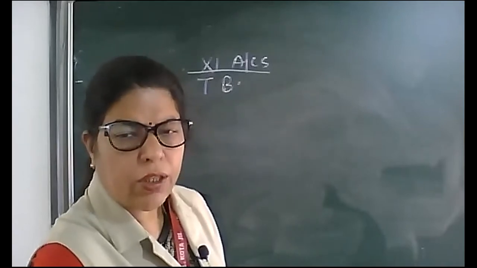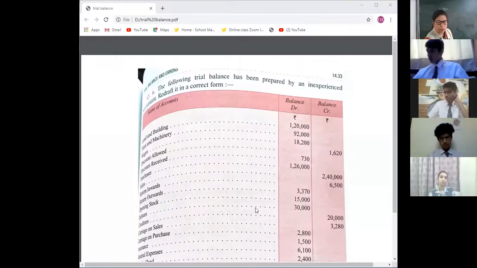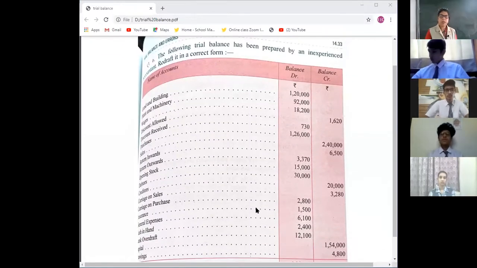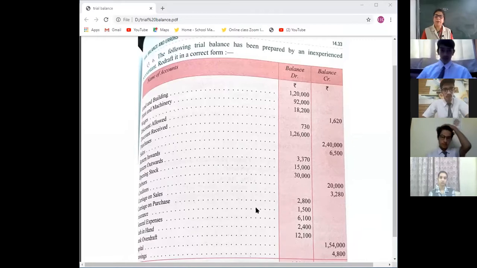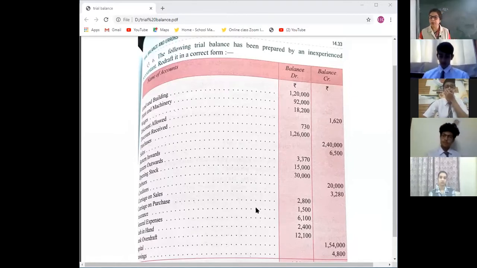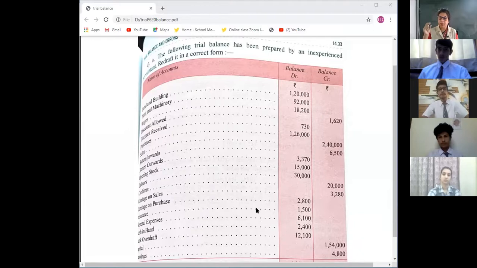See children, first of all you can see this question. The following trial balance has been prepared by an inexperienced accountant. Redraft it in the correct form. This type of question may come in your exam, that redraft the trial balance. And for the trial balance, I gave you very few keywords.